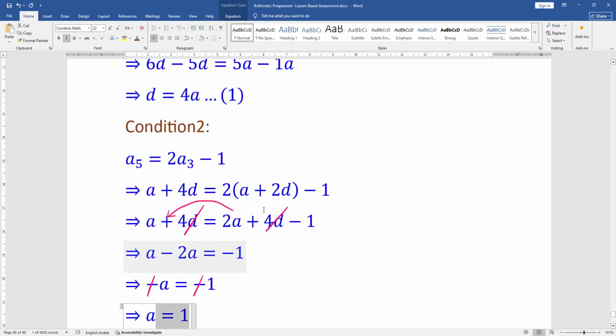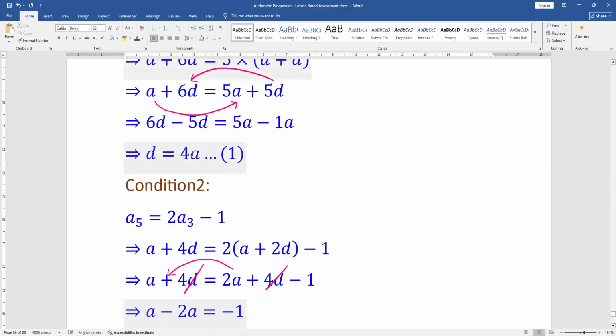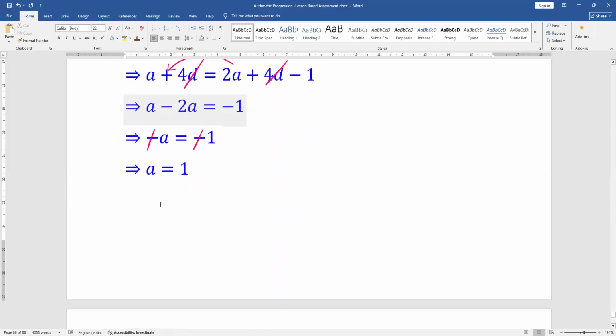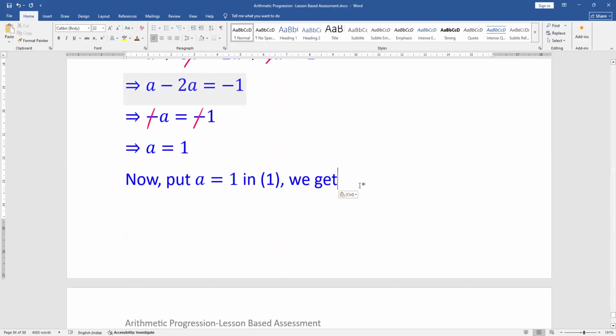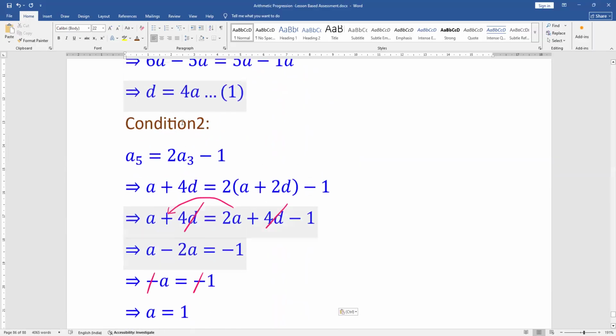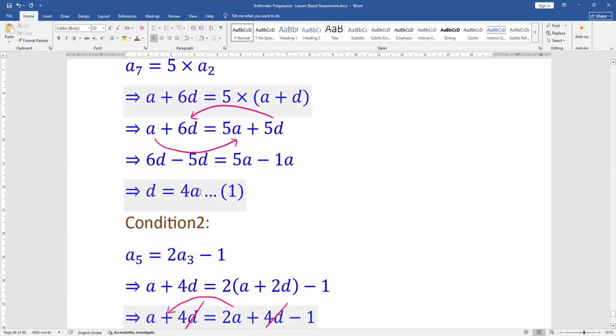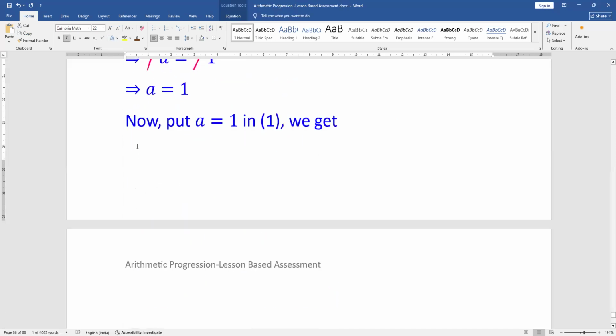Now the next step, what I have to do, I need to find out the value of d. So what I do is I'm going to take this equation 1. In this, I just substitute the value of a so that you get the value of d. Okay, so let us do that. So for this, I write: now put a equals 1 in equation 1. Okay, so what is equation 1 here, people? So here we have this equation 1. Let me take this equals to 4d, a is there, no? I'm going to take it.